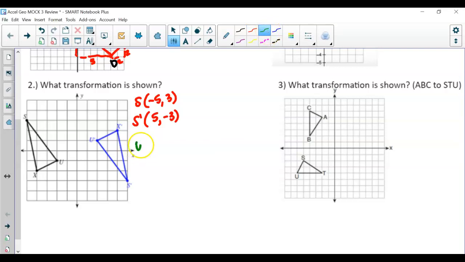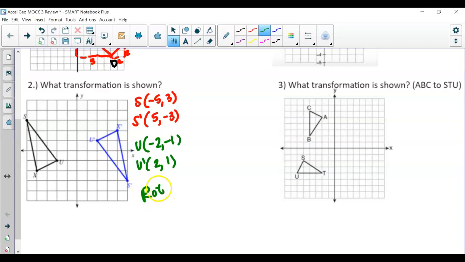So let's go to U. U right now is at negative 2, negative 1. U prime is at positive 2, positive 1. Again, notice all we did was just change the signs. So this is a rotation of 180 degrees.